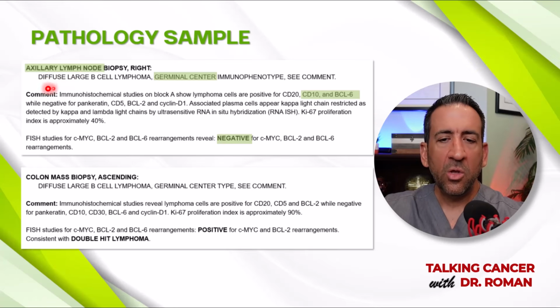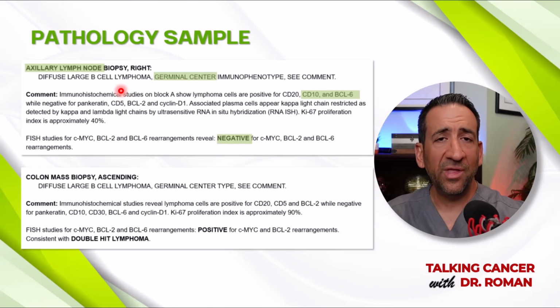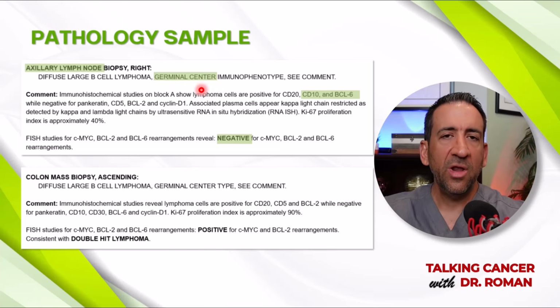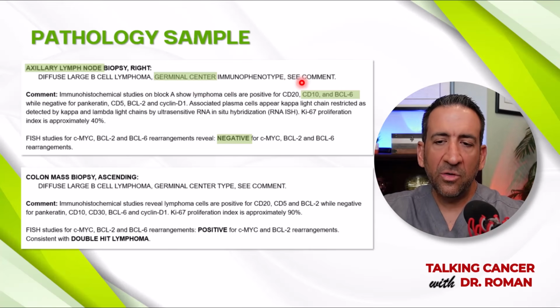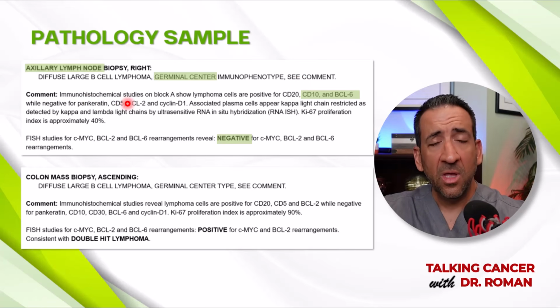That is good. You already know here it's a diffuse large B-cell lymphoma. All right, so that's how you know that that's what your diagnosis is. Notice that this one is germinal center type. So you already know germinal center is better than non-germinal center. Let's continue reading here, and then it'll tell you to see comment, or on comment, immunohistochemical stains or studies.